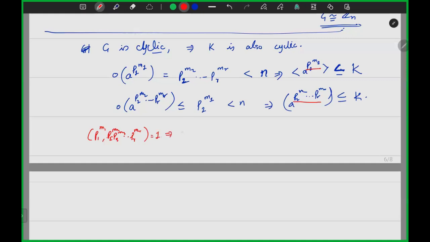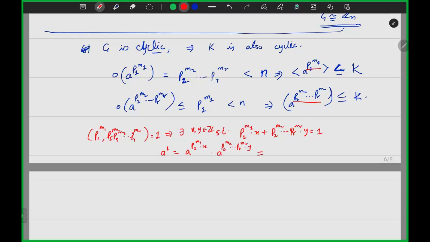This implies there exist X and Y inside Z such that P1 M1 into X plus P2 M2 PR MR into Y is equal to 1. Correct? Now, if you take a to the power 1, this is nothing but a to the power P1 M1 into X into a to the power P2 M2 PR MR into Y.